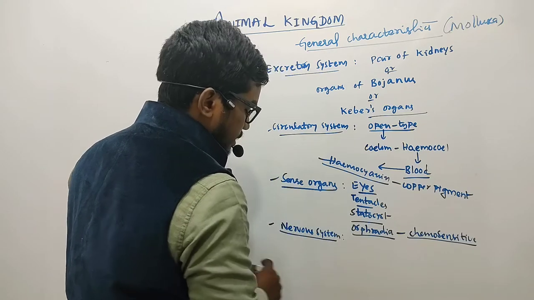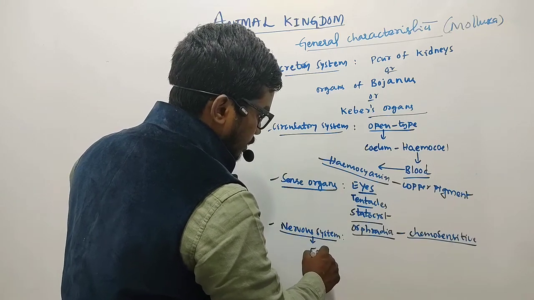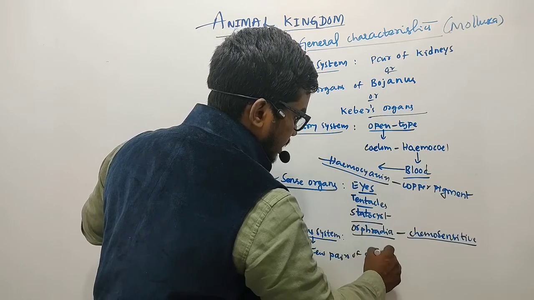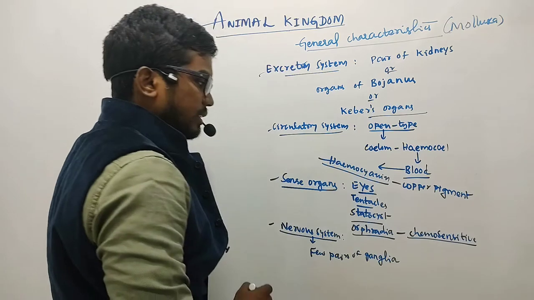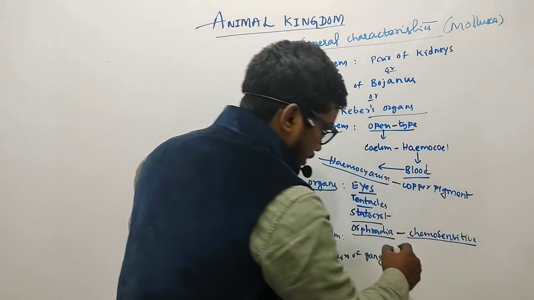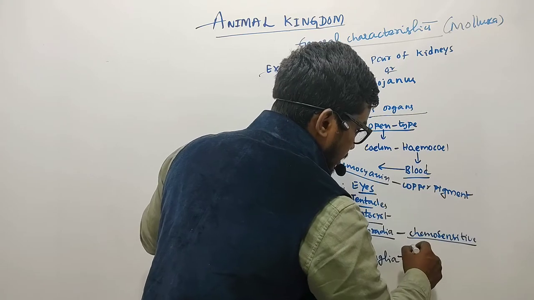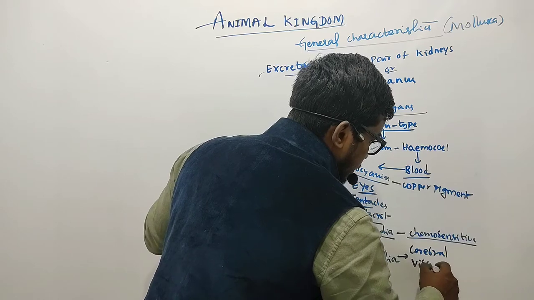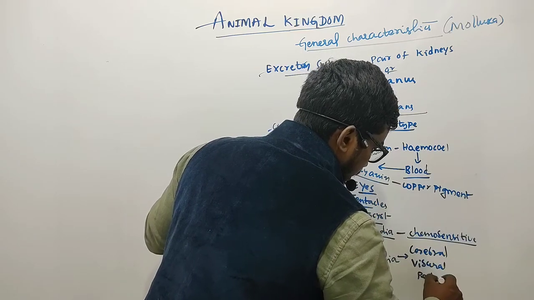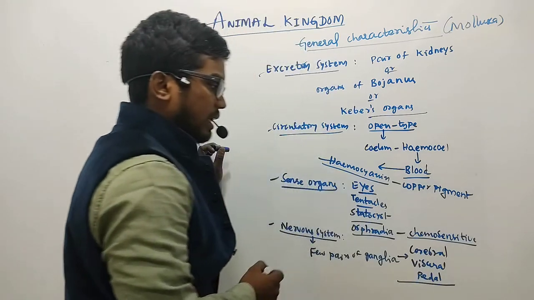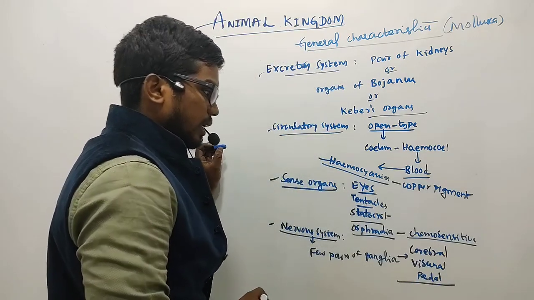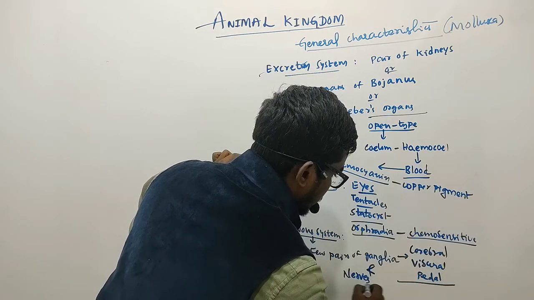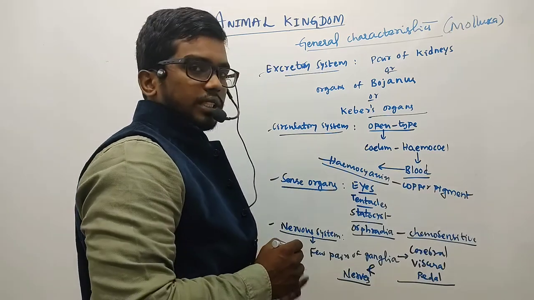Here, the nervous system consists of few pairs of ganglia. See, ganglia act as the relay station where one nerve enters and another nerve leaves. Different types of ganglia can be seen here. They have cerebral ganglia, visceral ganglia as well, to go with the pedal ganglia. So these are the major three types of ganglia which can be seen with respect to the molluscans, and they also possess nerves along with ganglia. So this is their nervous system.